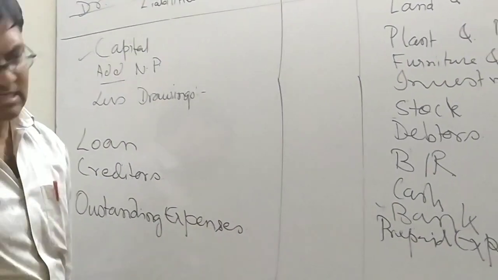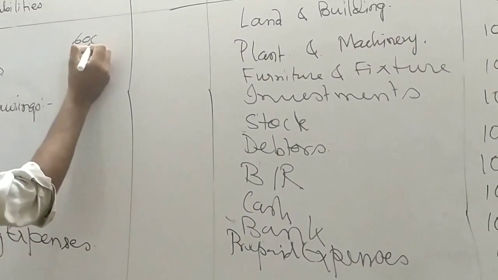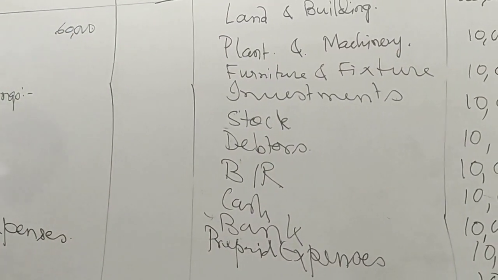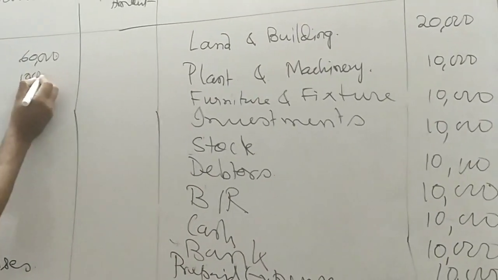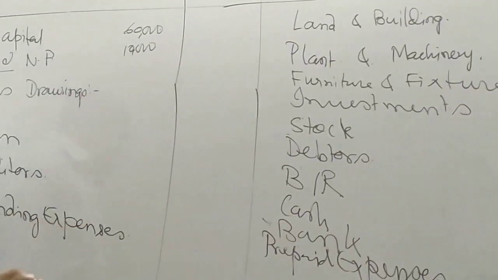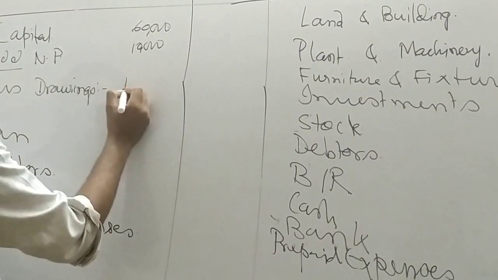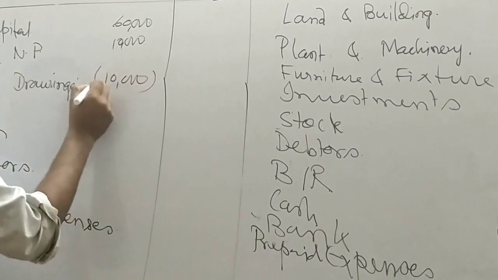Then we have written the capital. Capital is given in the sum as 60,000. Net profit is given in the sum, which is 10,000. And drawings given in the sum is also 10,000. Drawings we need to subtract.